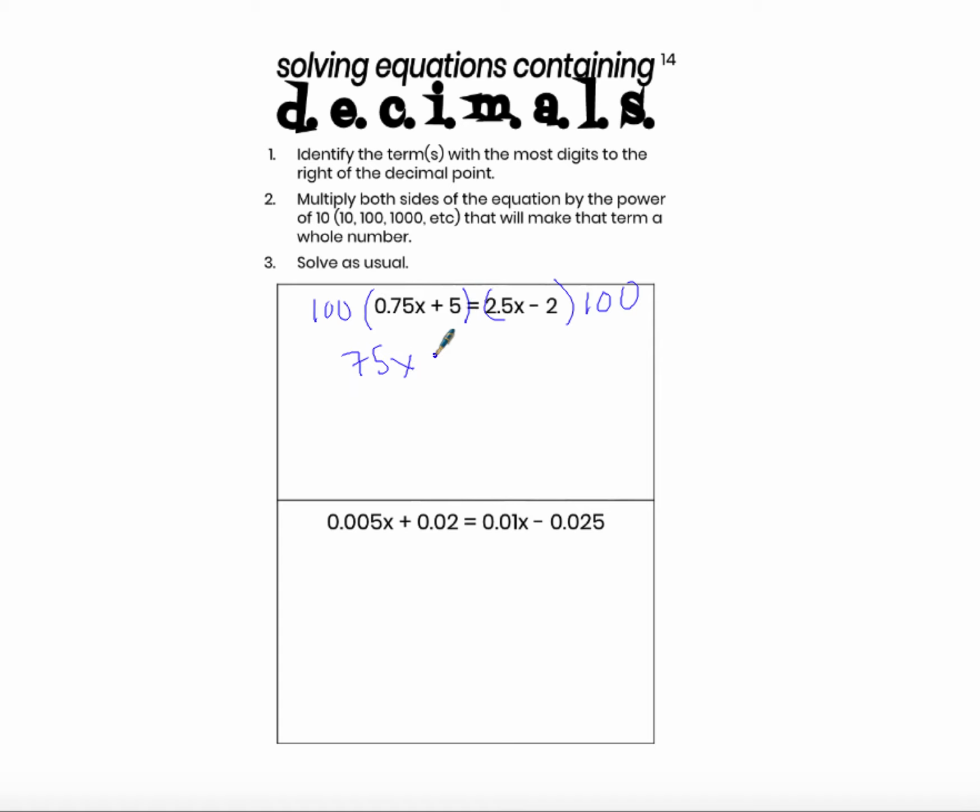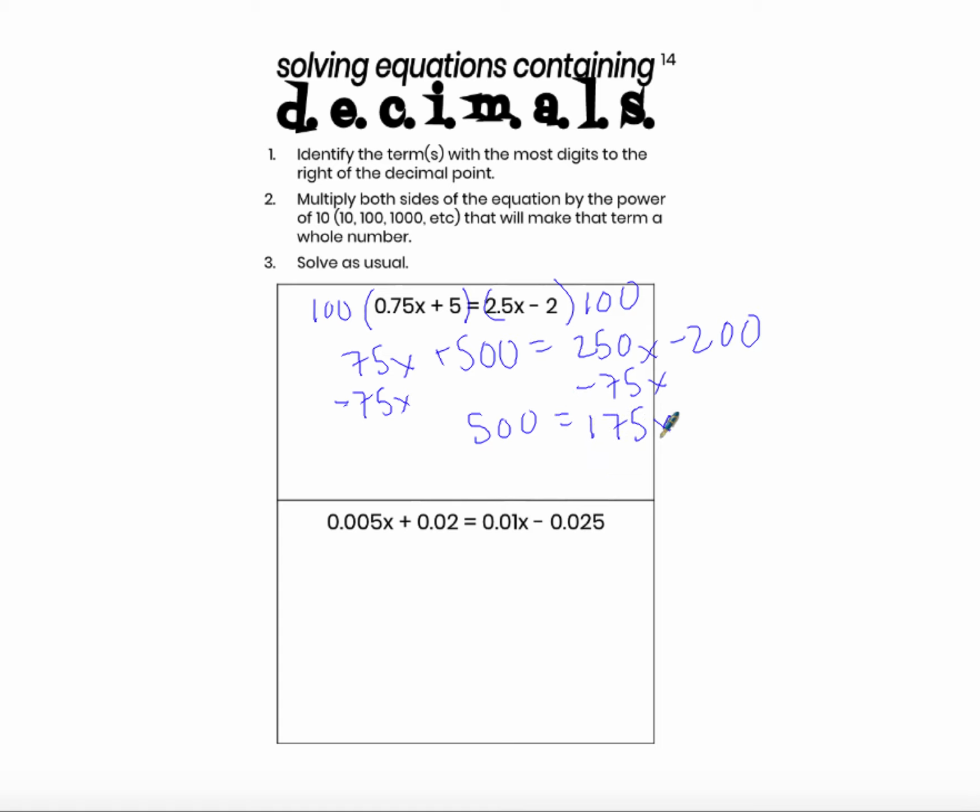5, 2 decimal places to the right gives me 500x. 2.5, or 2 and 5/10, moved 2 places to the right gives me 250x minus 200. And then I have a whole number equation that is rather pleasant, or at least more pleasant than subtracting those decimals. Now this is really a technique for when you don't have a calculator.